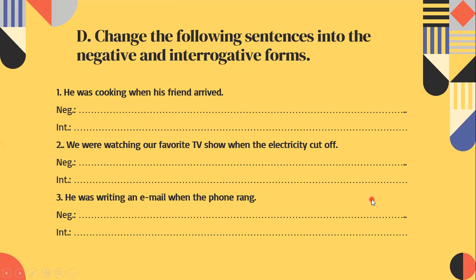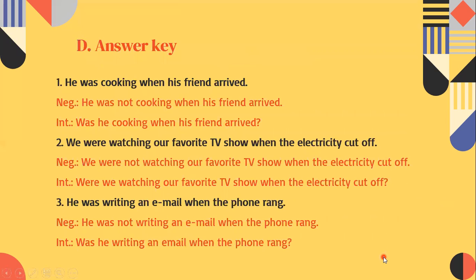Okay, I will leave the rest for you to think of them. And here is the answer key. We were watching our favorite TV show when the electricity cut off. We were not watching our favorite TV show when the electricity cut off. So I just added not between were and the verb plus ing.